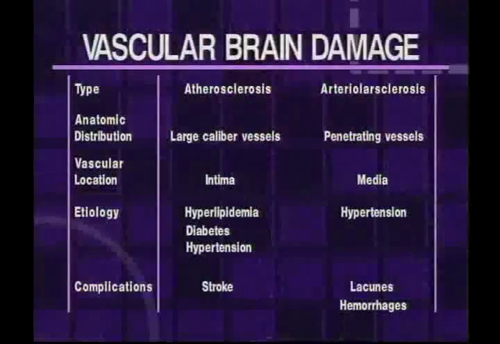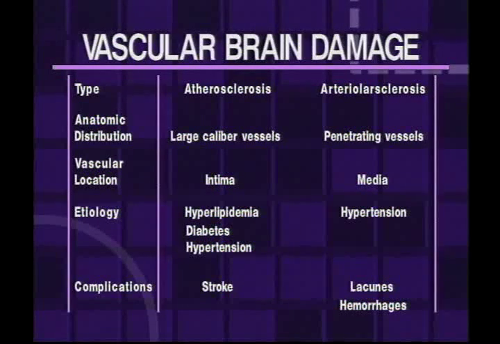What we see in the next slide then is a review demonstrating that the atherosclerosis is located in large caliber vessels. It's located on the inside portions or the intima of the vessel. It's produced primarily by high lipids, diabetes, and hypertension, and it results in stroke. We're going to compare atherosclerosis to a second kind of vascular disease called arteriolar sclerosis.